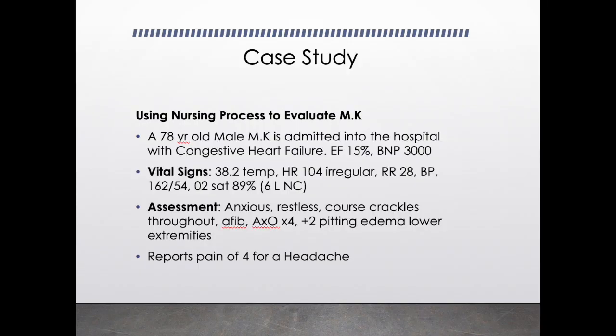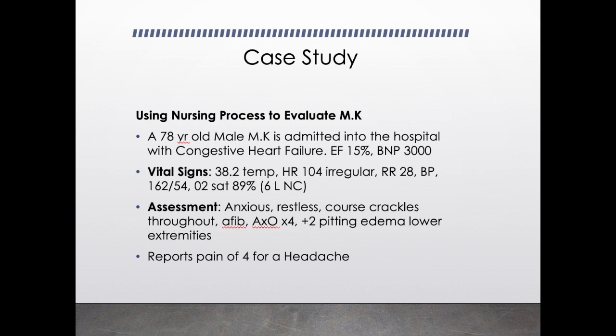So we have a case study here. We're going to use the nursing process and our clinical judgment to evaluate a patient with the initials MK. It's a 78-year-old male. MK is admitted to the hospital with congestive heart failure, an EF of 15%, and a BNP of 3,000. Vital signs are temperature 38.2, heart rate 104 and irregular, respirations 28. We've got a BP of 162/54, O2 at 89% on 6 liters.